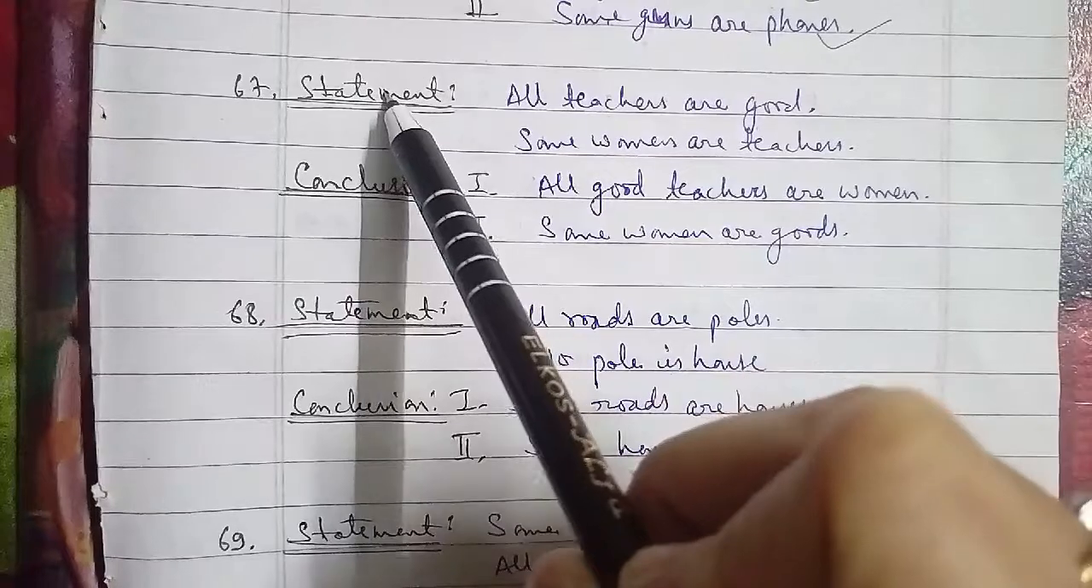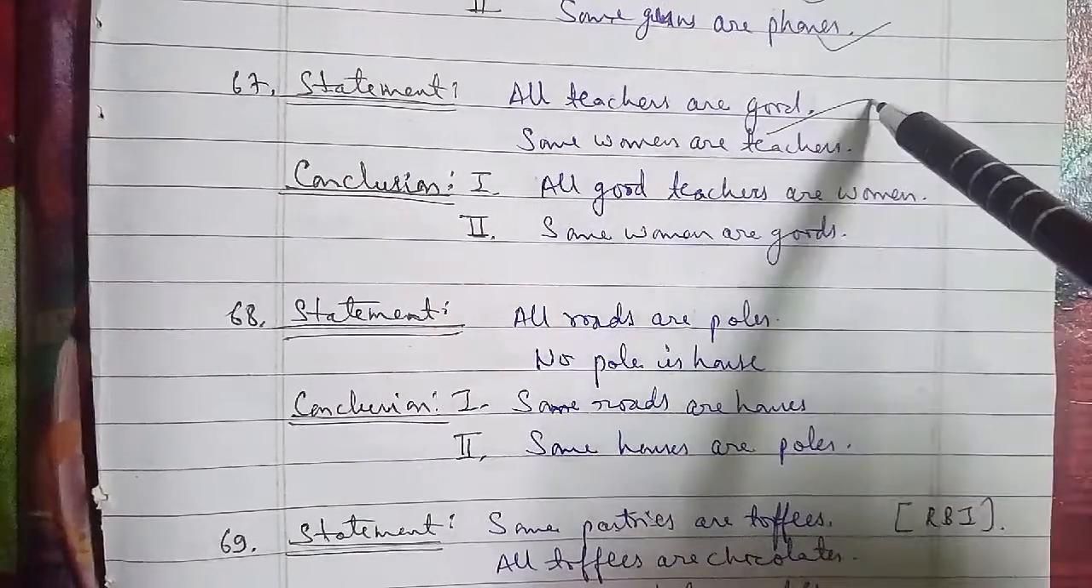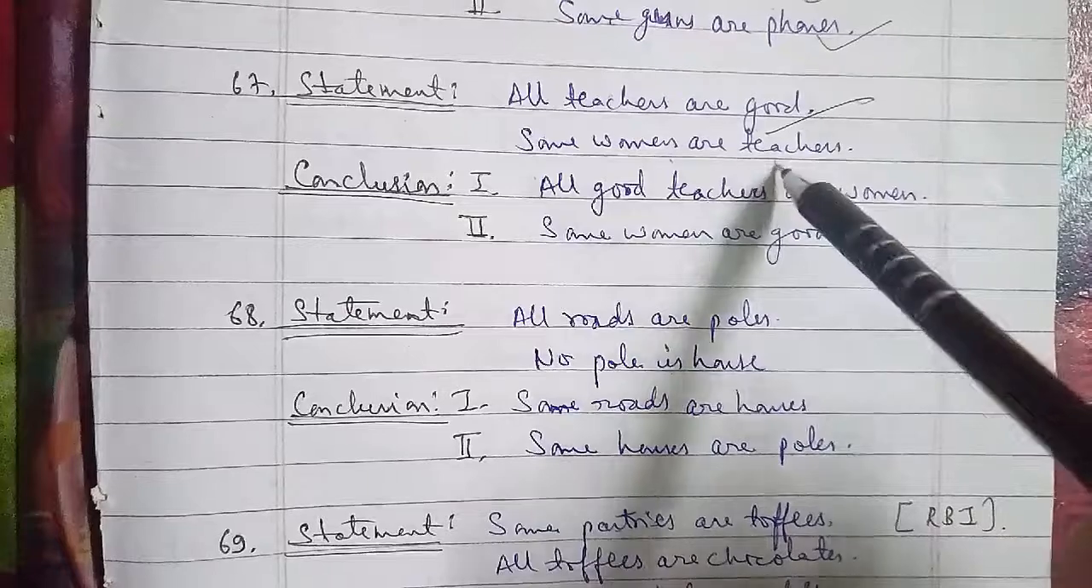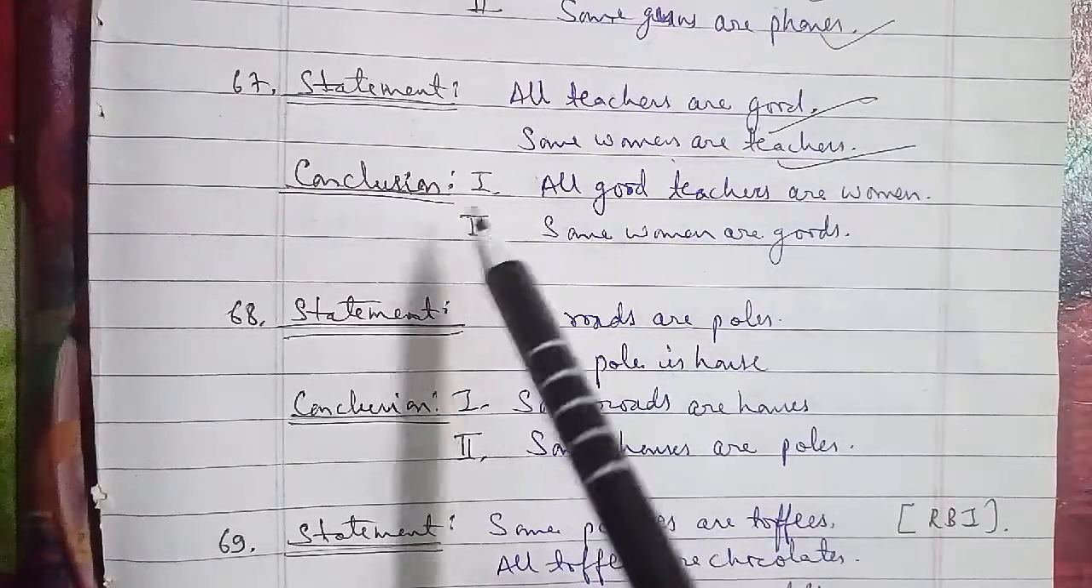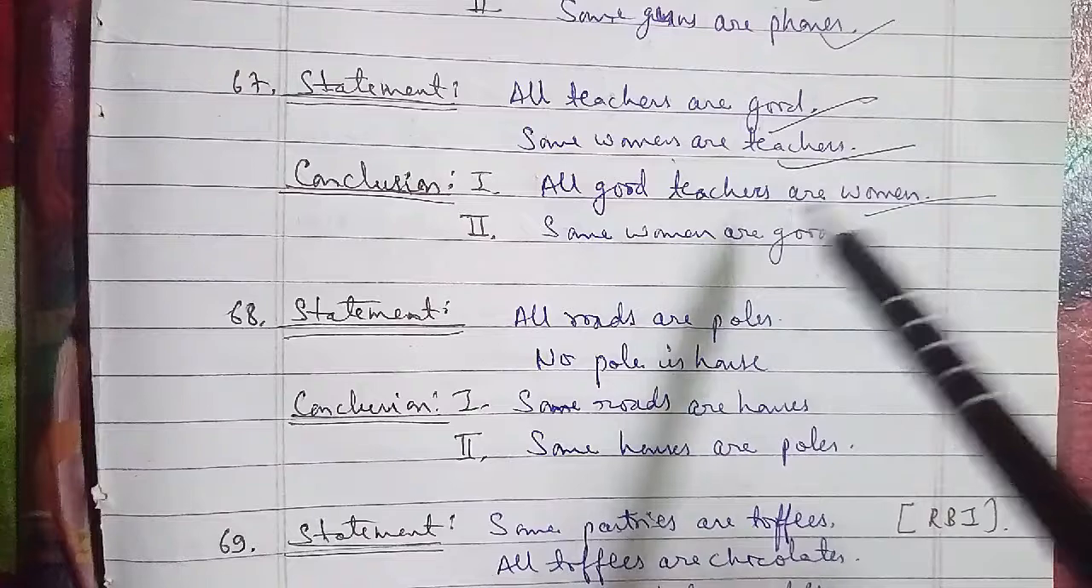Moving ahead with the 68th question of the session, and the statement they had given you is: all roads are poles, no pole is a house. Conclusion one is given: some roads are houses, and conclusion two: some houses are poles.